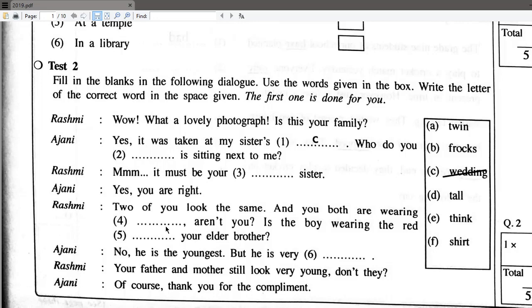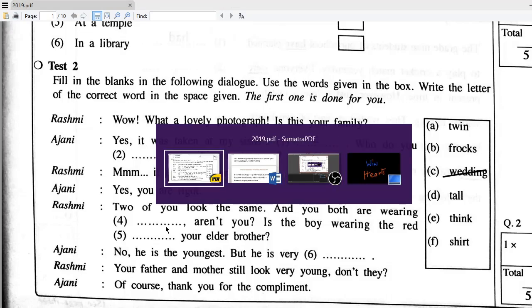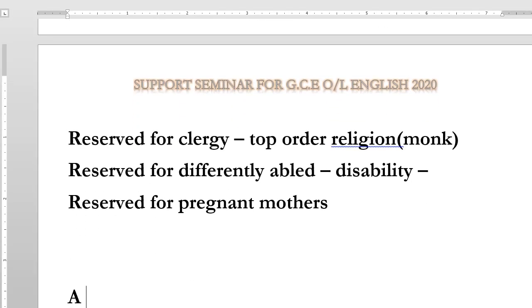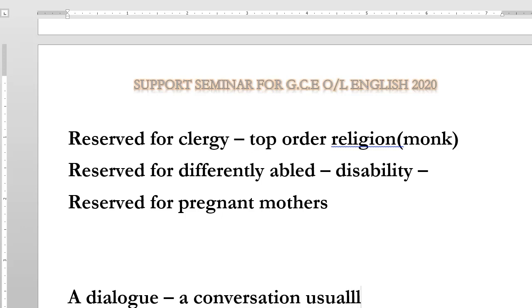So in this particular one, a dialogue is given. A dialogue is usually a conversation between two people. Okay, so I'll write that here as well, my dear children. A dialogue, what is it? A conversation, usually between two people.